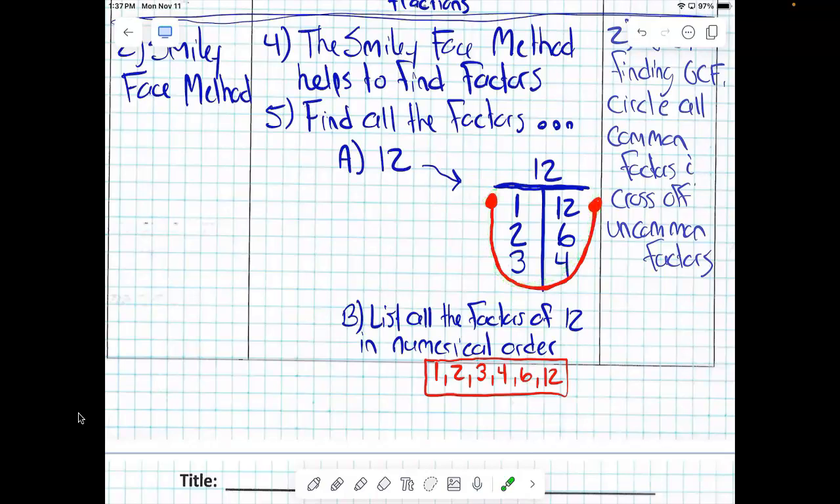Tell me all the numbers starting with 1 all the way to 12. Go. Perfect. And there they all are listed in numerical order.